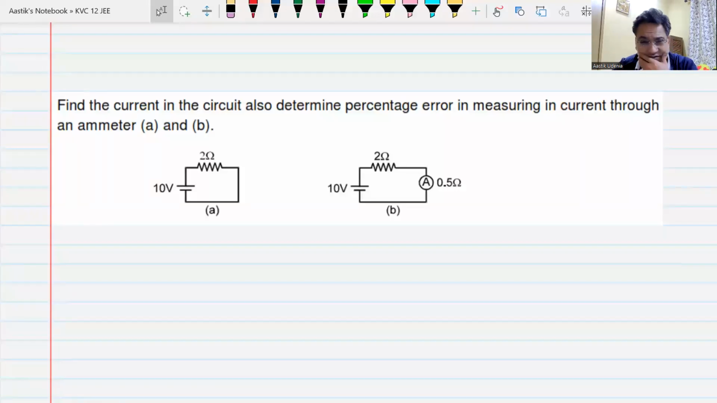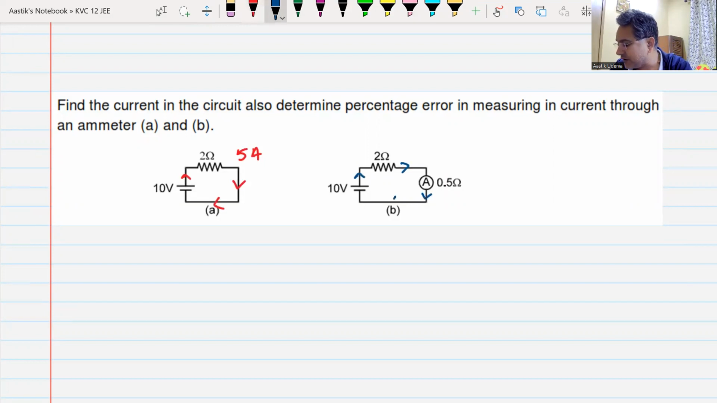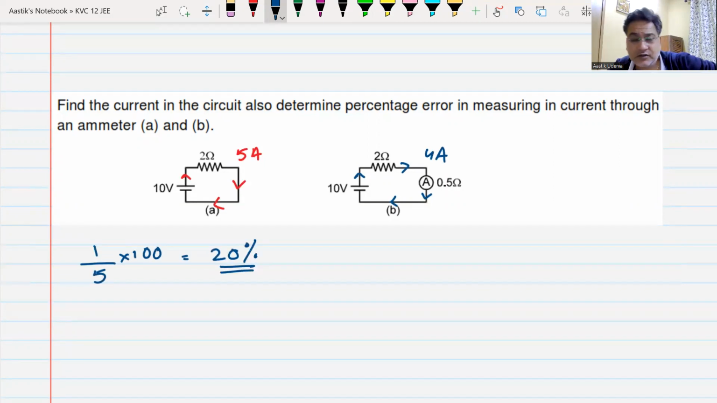So how are you supposed to do this? You have to first find the original current. Original current you will find out is 5 amperes. In this circuit, because of the ammeter having its own resistance 0.5, the total resistance becomes 2.5, the total current becomes 4 amperes. So the current has changed by 1 ampere. So 1 divided by original current 5 multiplied by 100. So you can see there is a 20% difference in the original current. That means you should have an ammeter which has even less resistance. Otherwise, the error keeps compounding.